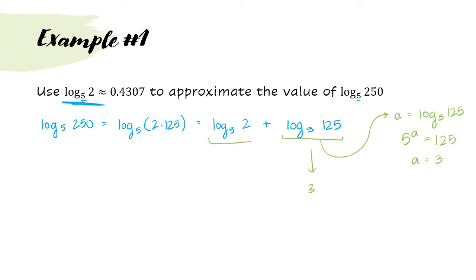Now I already knew, based on what this problem gave me, what log base 5 of 2 is approximately equal to. I was given here that it's 0.4307. So to evaluate log base 5 of 250, I simply now need to add these two values together. So that's going to be equal to 3.4307. Okay, so that's one example of using log properties to help us evaluate an expression. Let's look at another example similar to this.